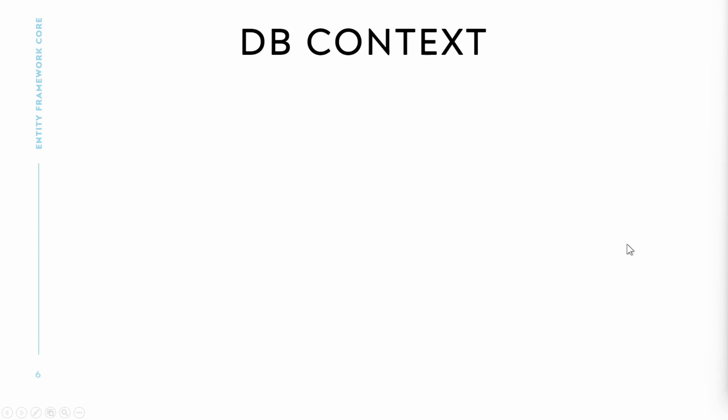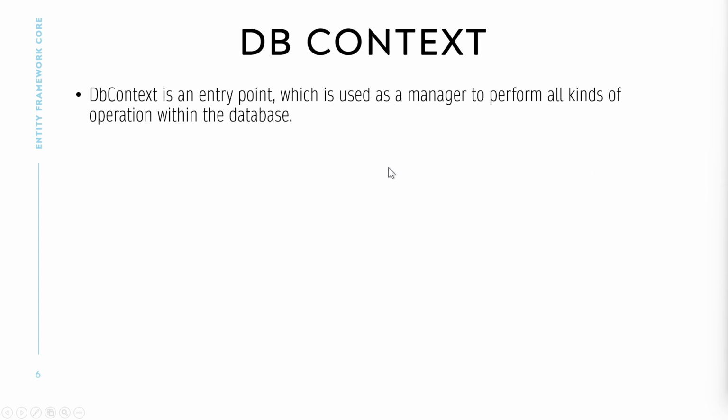So now some definitions. The DB context. This is an entry point which is used as a manager and it performs all the operations on your database. So it's like a manager. You talk to DB context that I want to perform an insert operation, and it will perform the insert operation.